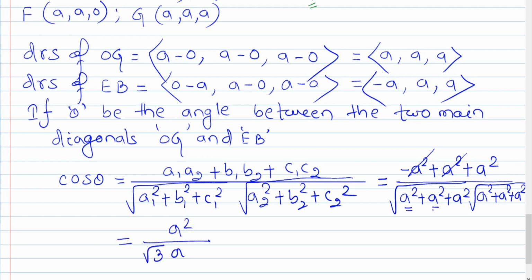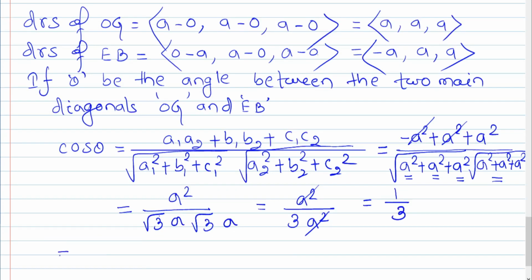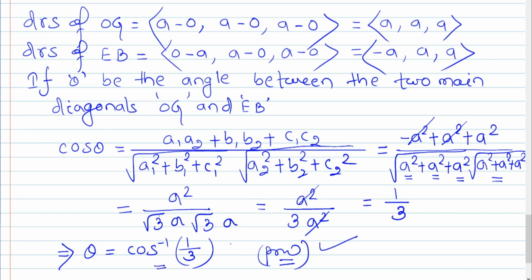Here A square, A square, A square. How many A square? That is 3A square. The square root of 3A square is root 3 A. So the other one is the same, that is root 3 A. So root 3 into root 3 is 3. So A square by 3A square. A square cancels. We are left with 1 by 3. So cos theta is equal to 1 by 3. Then theta is equal to cos inverse 1 by 3. So your answer is this one. So you have proved the angle between two main diagonals is equal to cos inverse 1 by 3.